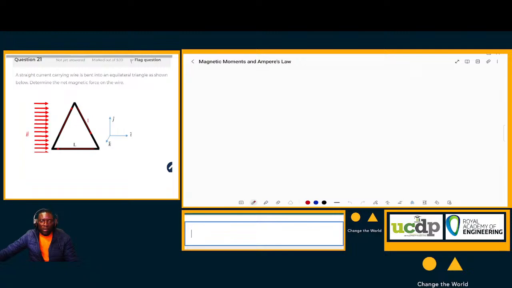With our question 21, this is a simple one. It's basically related to Ampere's law. It reads: a straight current carrying wire is bent into an equilateral triangle as shown below. Determine the net magnetic force on the wire. So this is to do with force actually.